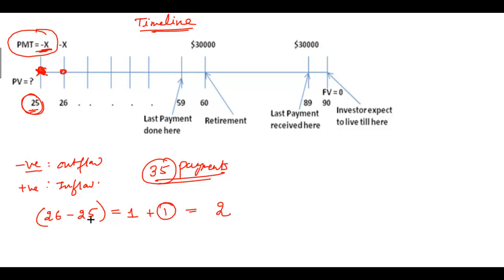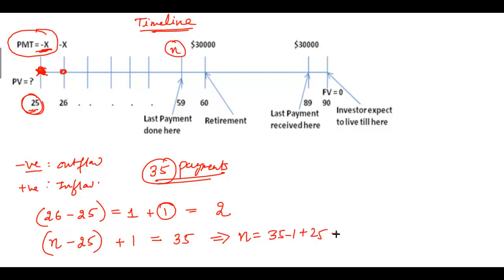So let us see that at the nth year, he will be making total payments of n minus 25 plus 1, the difference plus 1. Since he is making a total of 35 payments, it should be equal to 35. So this implies n will be equal to 35 minus 1 plus 25, which comes to 59. So at the 59th year, when he turns 59, he will be making the last payment.